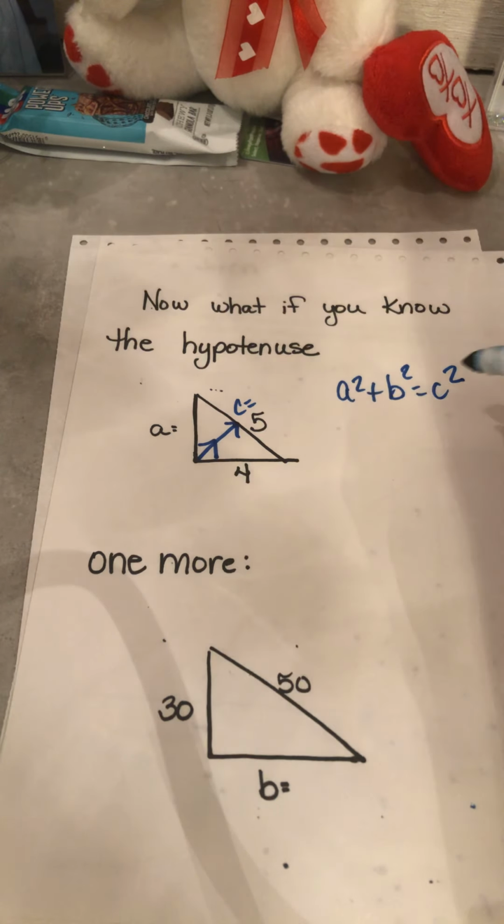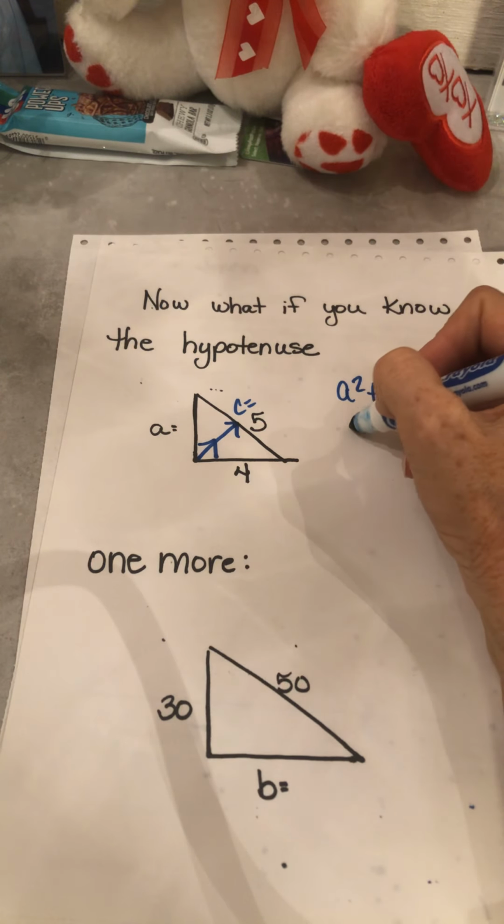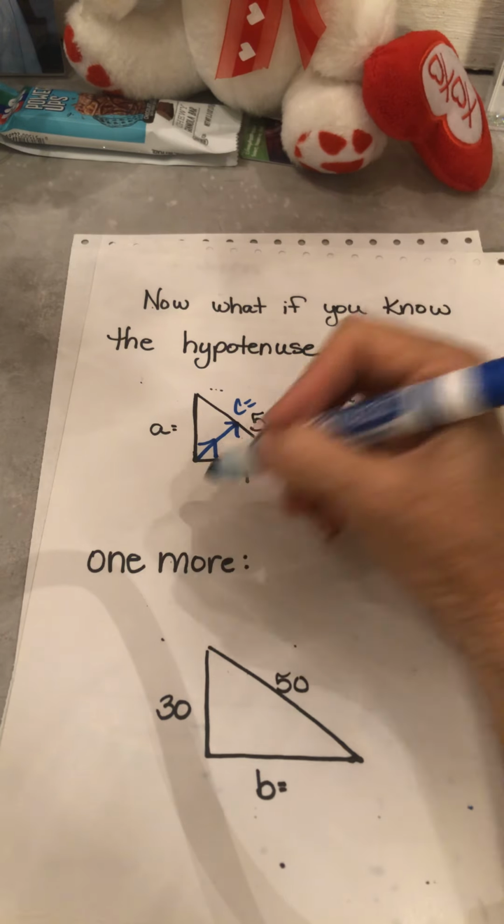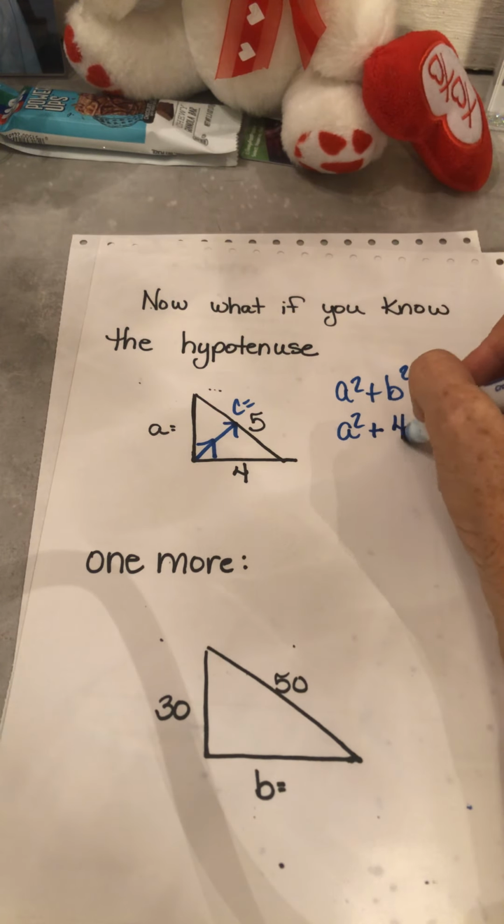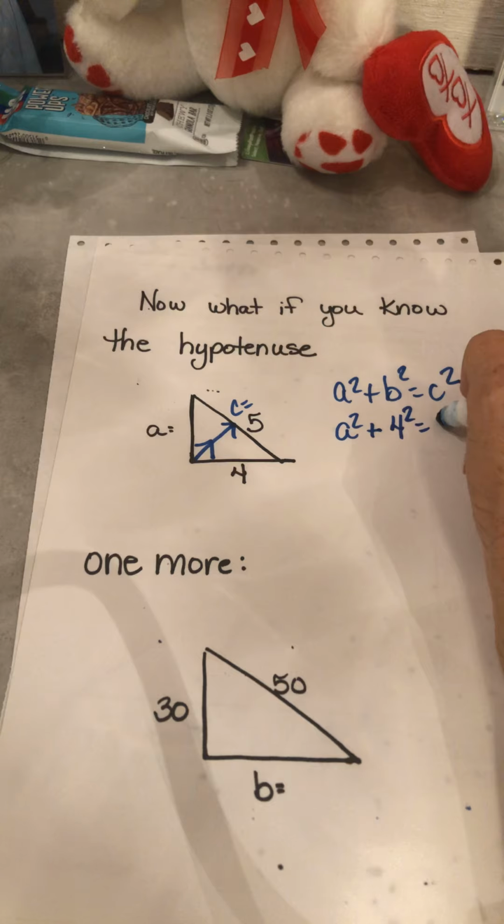So I'm ready to fill in. I don't know a, so it's going to stay like this. B is 4 squared. And c is 5 squared.